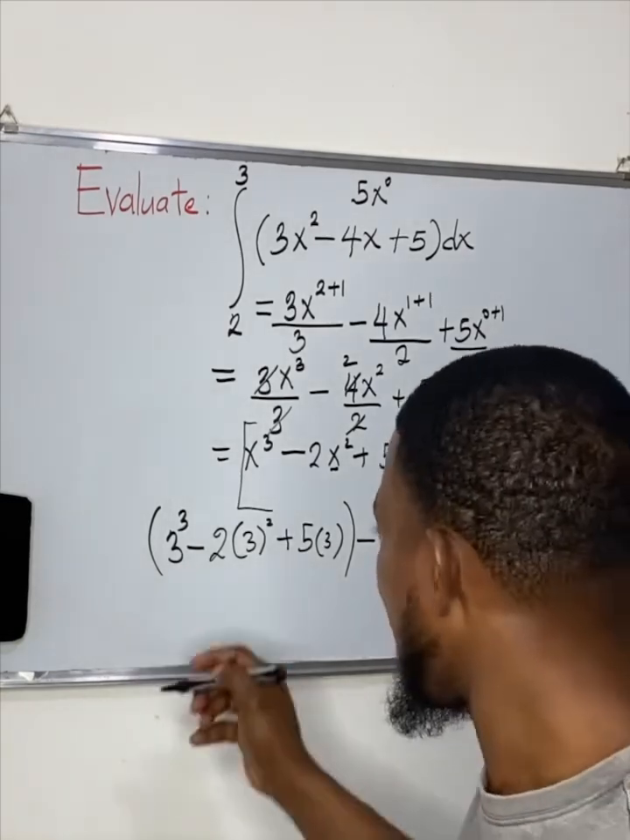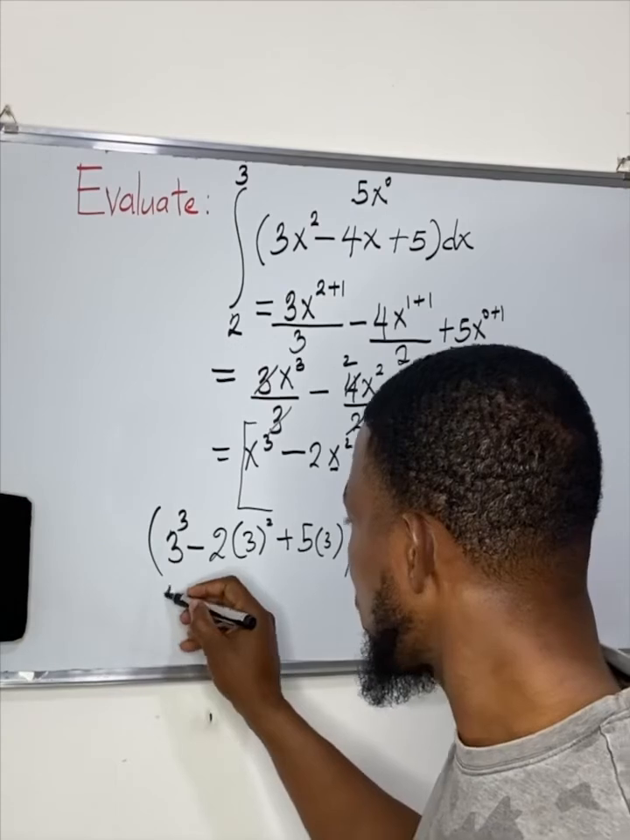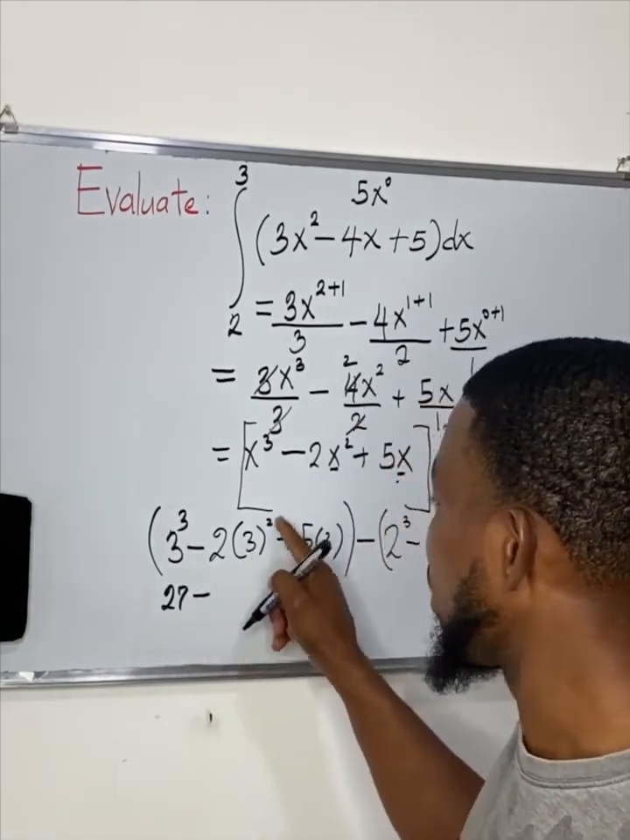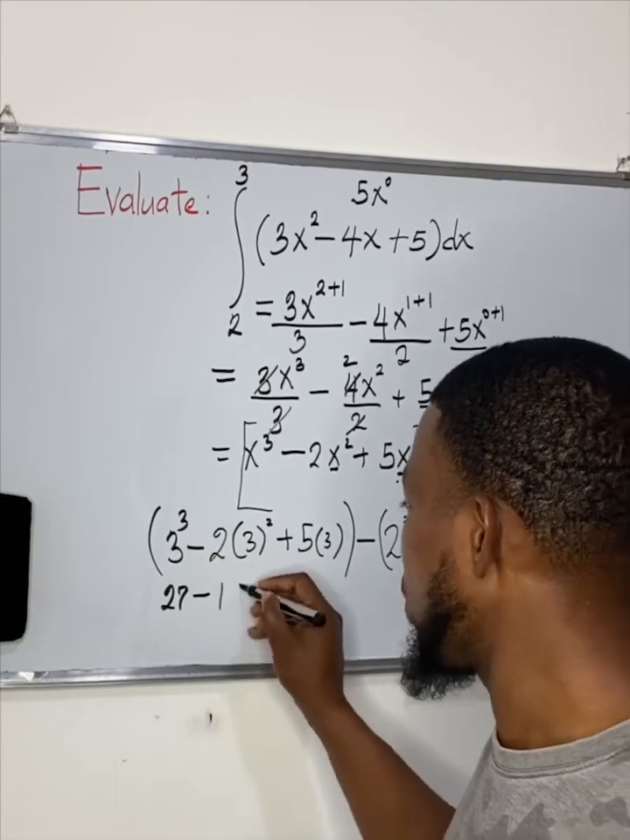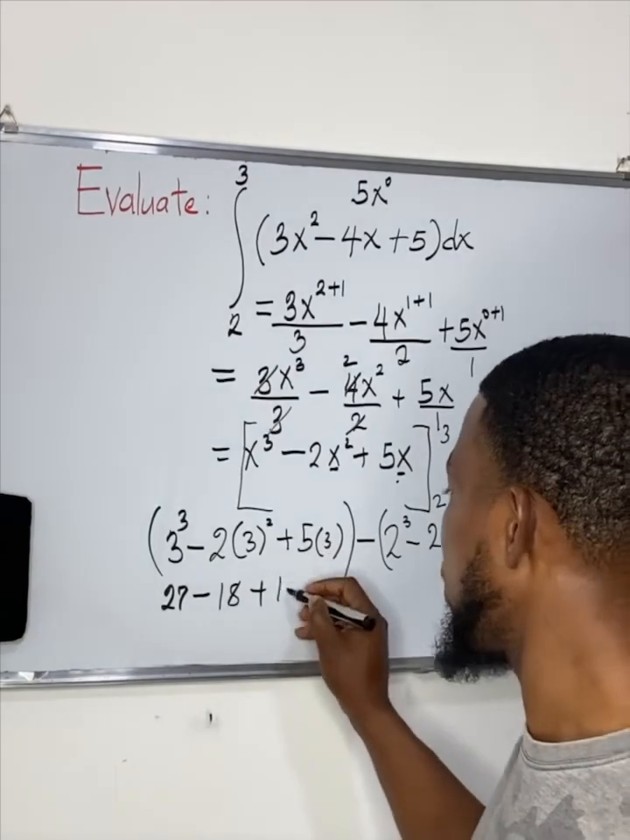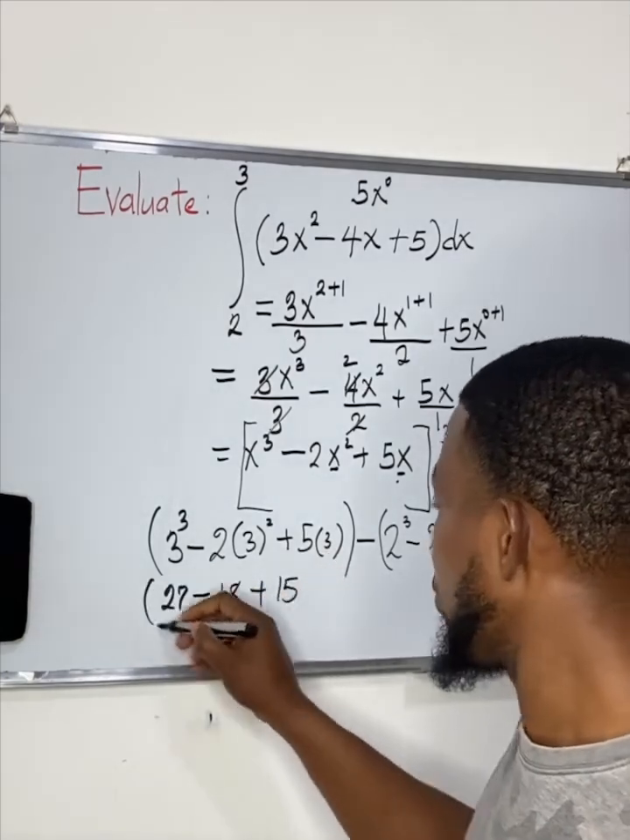Now let's simplify. 3 cubed is 27 minus 3 square is 9. 2 times 9 is 18. So we have 18 plus 5 times 3 is 15. So let's put that here. Then we close the bracket.